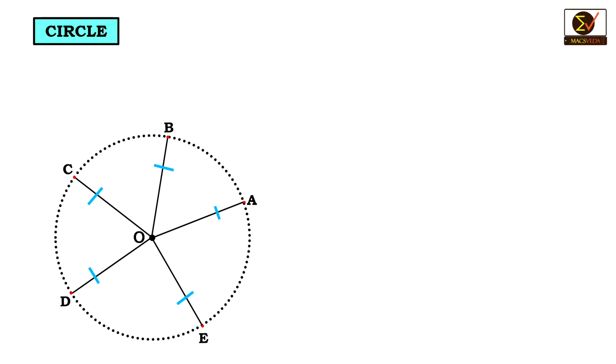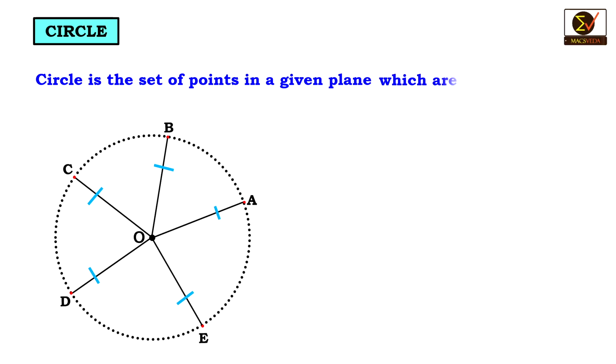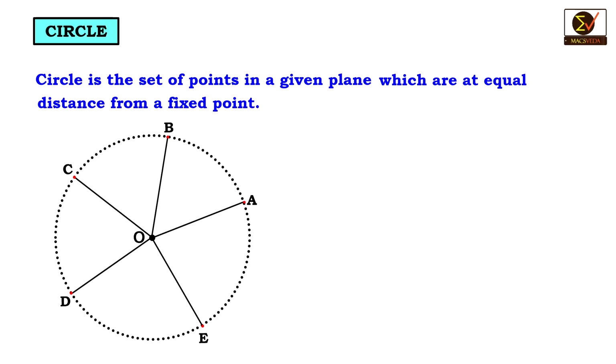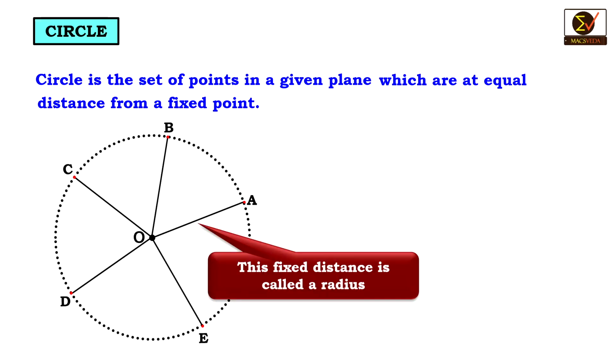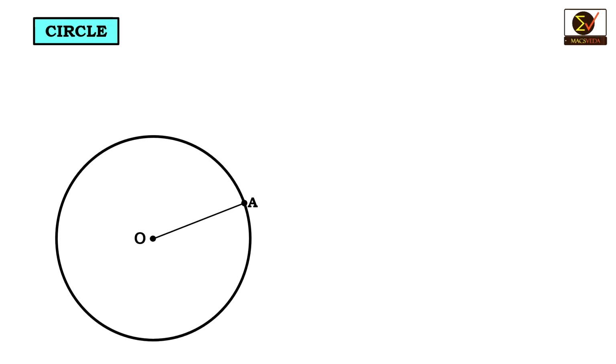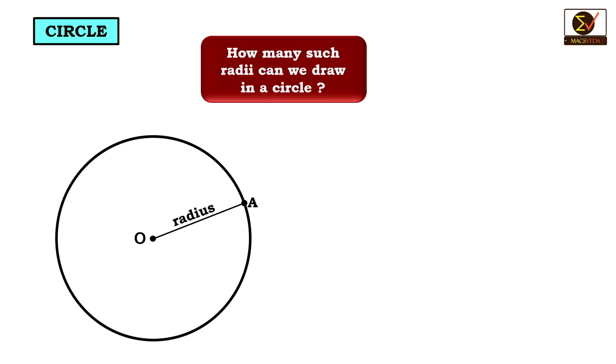So let us define circle. Circle is set of points in a given plane which are at equal distance from a fixed point. So this is how we define a circle. It is set or collection of points in a given plane which are at equal distance from a fixed point. And this fixed distance is called radius. Okay, and of course that fixed point is called center.